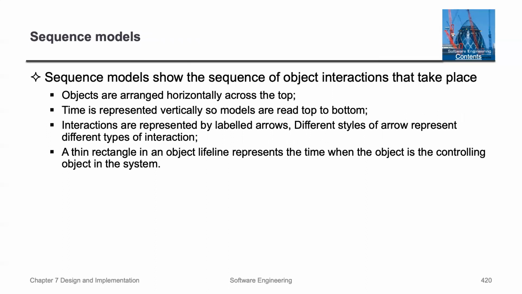Sequence models show the sequence of object interactions that take place. Objects are arranged horizontally across the top. Time is represented vertically, so models are read top to bottom. Interactions are represented by labeled arrows. Different styles of arrows represent different types of interactions. A thin rectangle is the object lifeline, which represents the time when the object is the controlling object in the system.